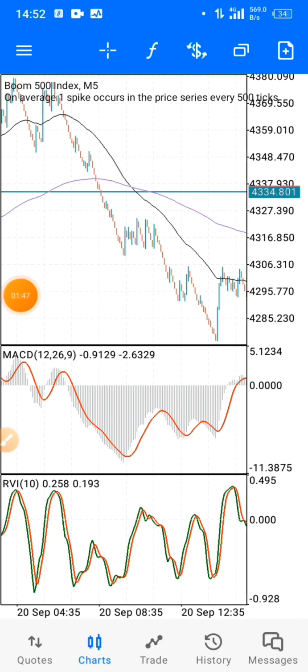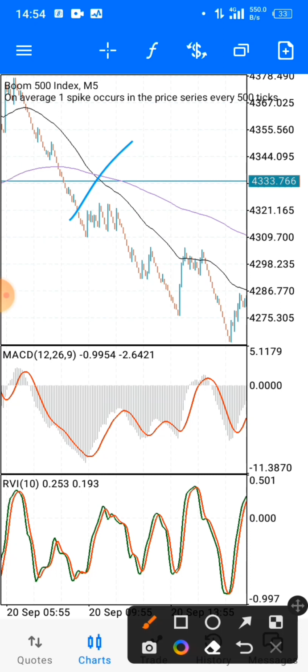Then for the conditions of the strategy. The first condition is that the moving averages cross in line with the trend that we want to enter. So for Boom, we want them to cross for a sell. The 200 moving average has to be above the 50 moving average. And then for Crash, we want the 200 moving average to be below the 50 moving average.